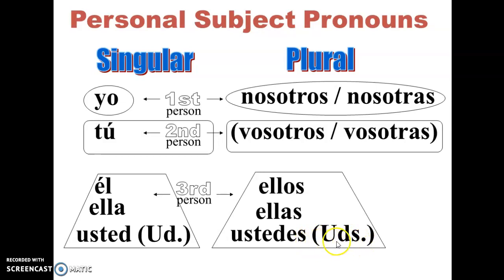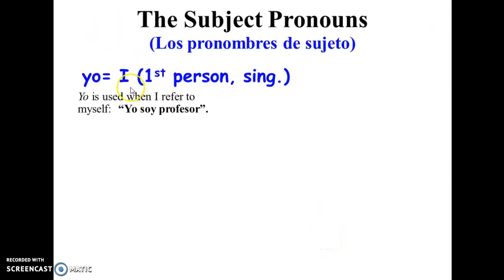This is the one we use when we say you all something. You all or you guys. Okay, and then this is the plural section. It also has a first person, second person, and third person. So yo, like I already said, is I, that's first person singular.